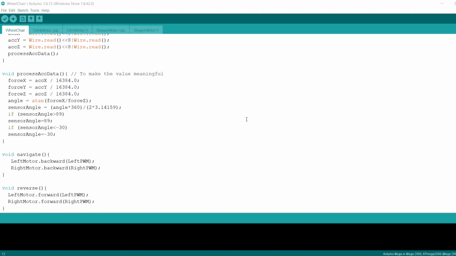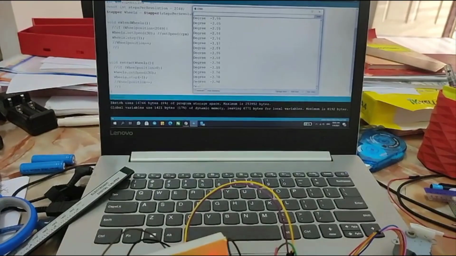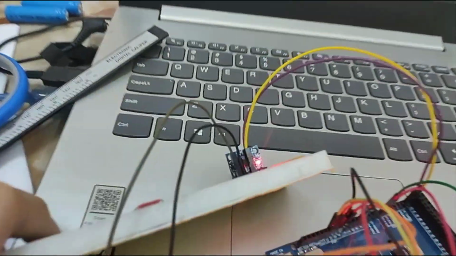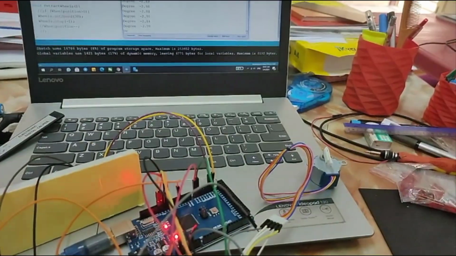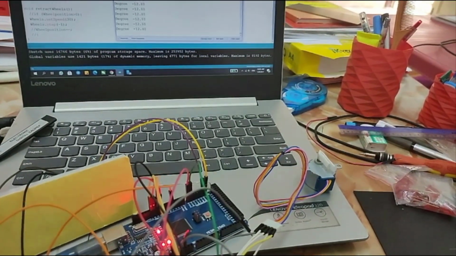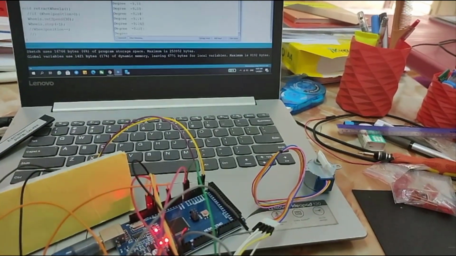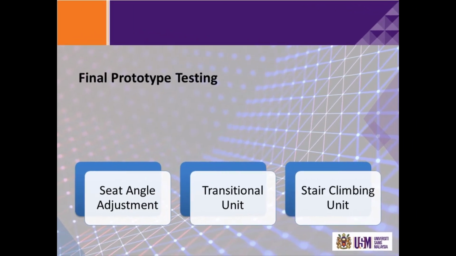Meanwhile, the team developed the programs in the Arduino IDE. Then, testing of components on the breadboard and the 3D printing of the prototype were done simultaneously. Once the testing on the breadboard succeeded, the team carried on with the fabrication of the prototype. Finally, the prototype was fabricated and tested again.